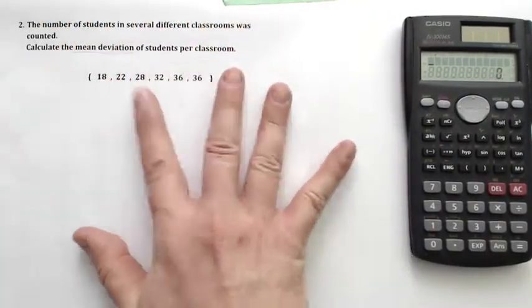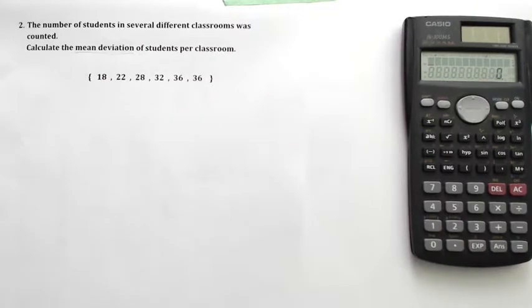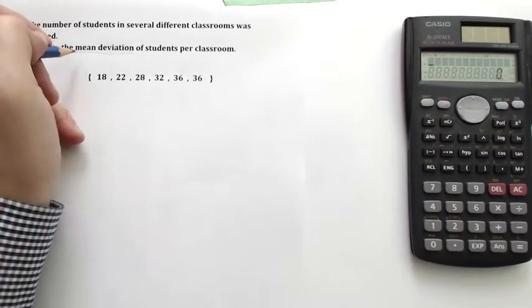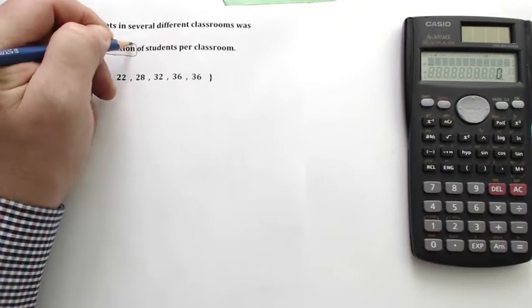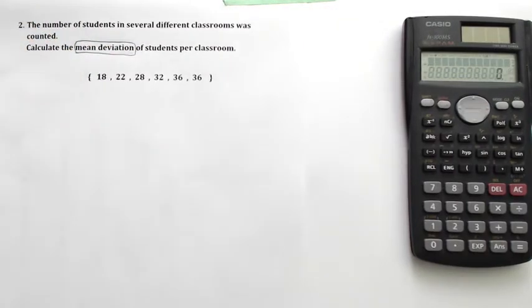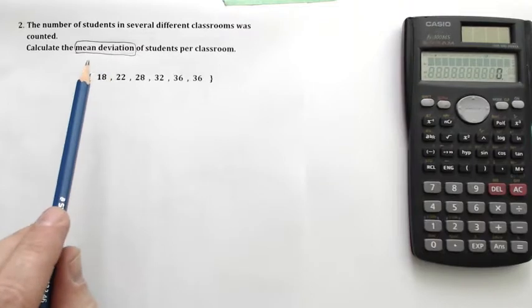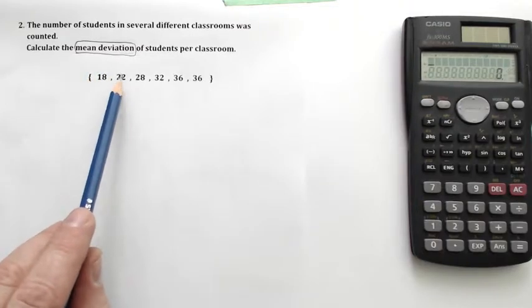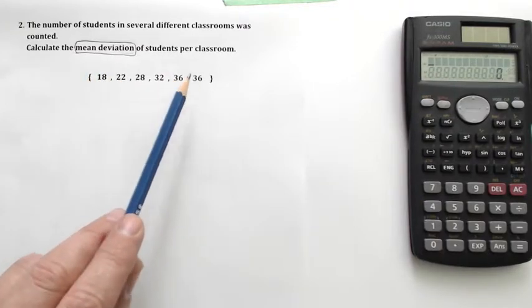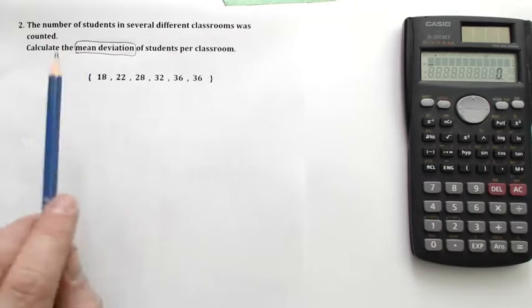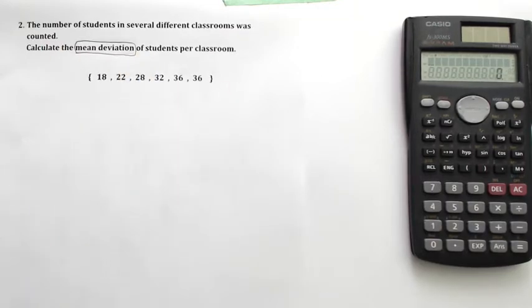Okay, one more time. Hey guys, welcome to mean deviation number 2. The number of students in several classrooms was counted. Calculate the mean deviation. So there's that keyword for us right there, mean deviation of students per classroom. So we want to know on average how far away each of these numbers is from the mean. So straight up, step number 1 is going to be very simple.